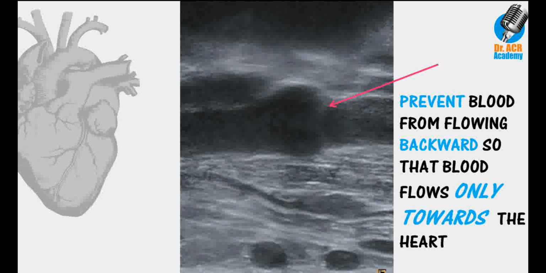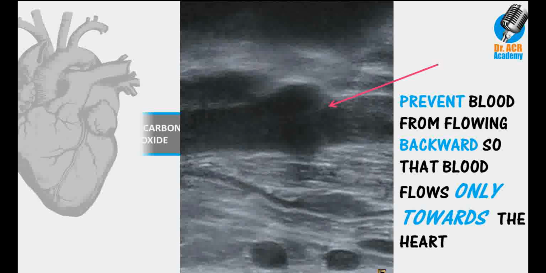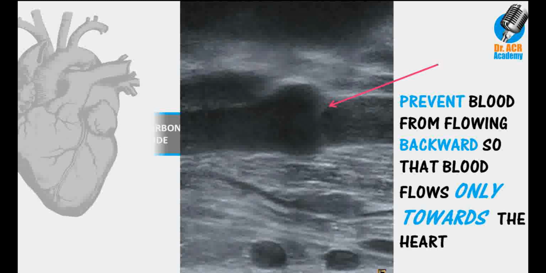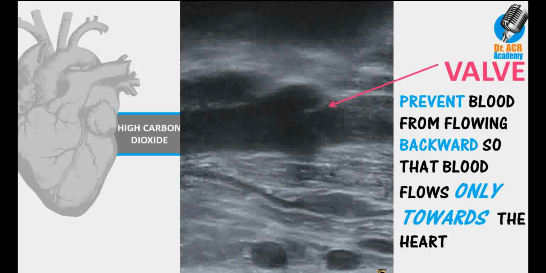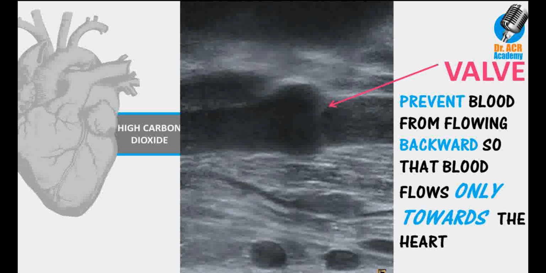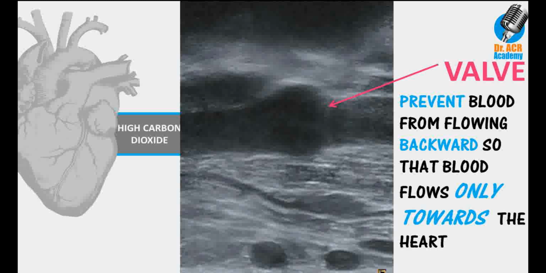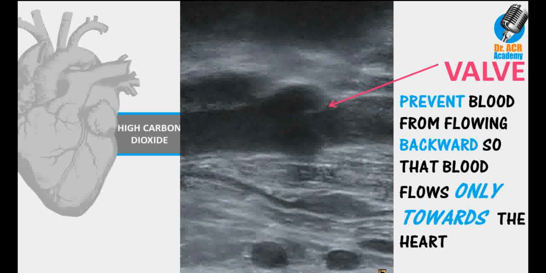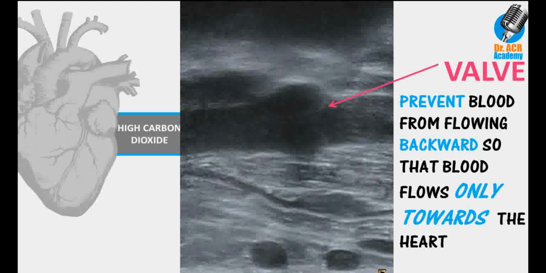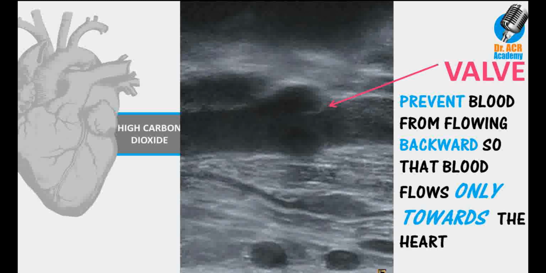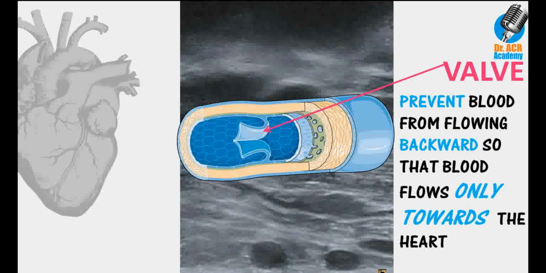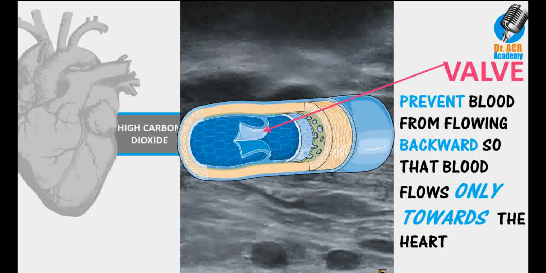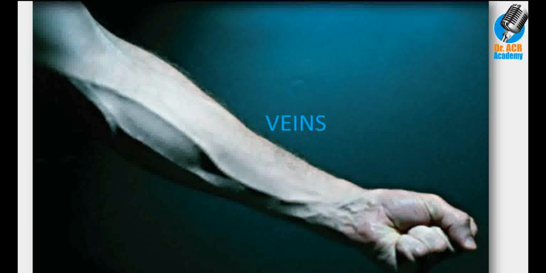An interesting feature of veins is that they have a flap-like structure to ensure one-way flow of fluid through them. Usually they are called the valves, which prevent blood from flowing backward, so that blood flows only towards the heart. Here you can see the flap-like structure valves graphically, and here you can see the veins of the hand.